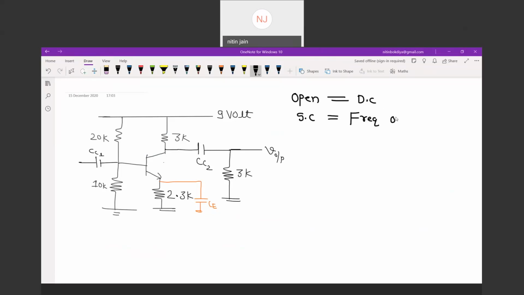Frequency of interest. Frequency of interest पे कैसे बिहेव करेंगे? शॉर्ट सर्किट की तरह बिहेव करेंगे. कब पूछा गया है ये क्वेश्चन? This question is okay. VBE दिया है आपको इस क्वेश्चन का.